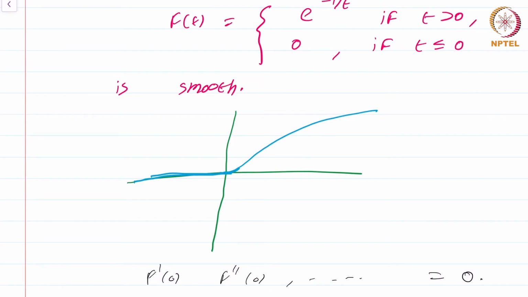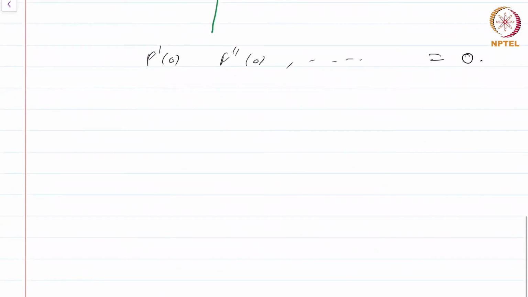We are getting a giant 0 here, whereas the function is e power minus 1 by t when t is greater than 0. So it is not always true that the infinite Taylor series that you just write down formally will agree with the function. That might not always happen. Let's first see a proof that this function is in fact smooth.